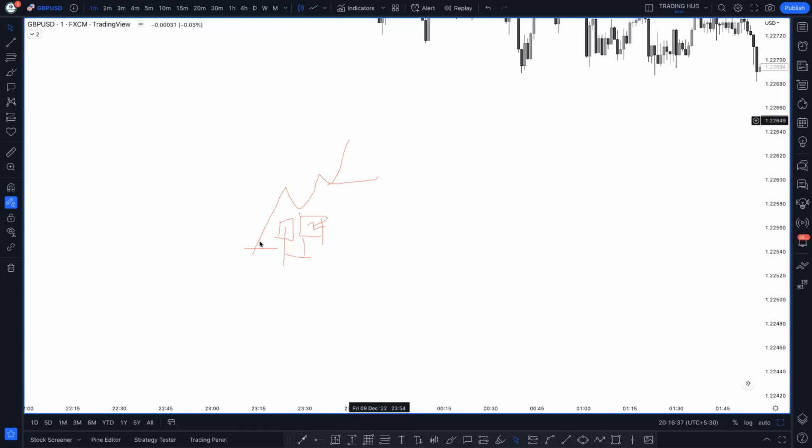Actually, you have to check where the imbalance is. If there is an imbalance between the first candle and the third candle high or low, then you can use the first candle. Okay.